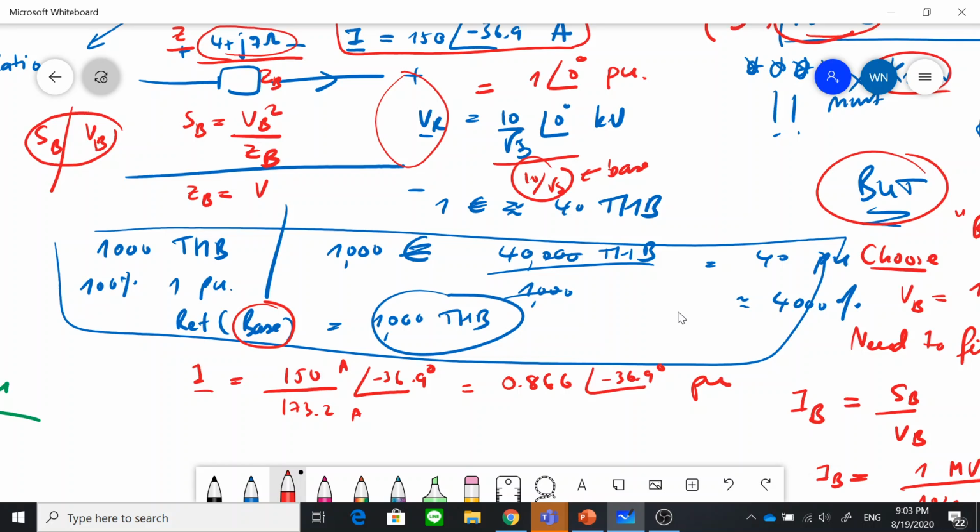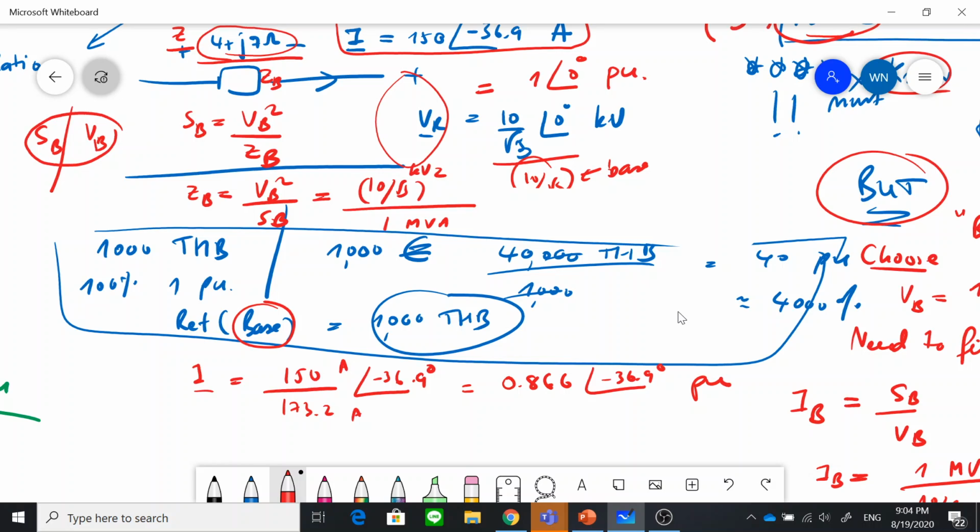It is V base squared divided by S base. The V base here is 10 over root 3 kV. Note that this is kV squared. Now you divide this by S base, which is 1 MVA. So kV squared becomes, kilo squared becomes mega, so the mega up and down just cancels. Now this is your Z base in ohms.